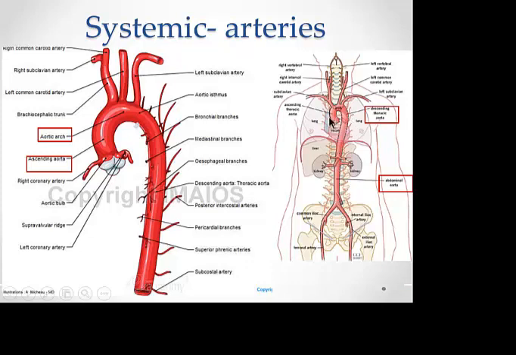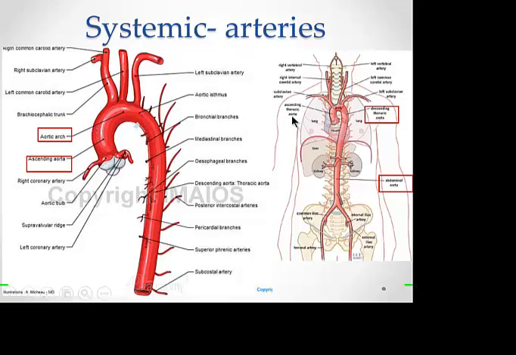descending aorta. From the ascending aorta, remember, the coronary arteries come off, the right and left coronary arteries. Remember, we said they were branches of the aorta. They are branches of this ascending aorta. I said the heart was very selfish. The first arteries it gave were to itself. So they come off from the ascending aorta.